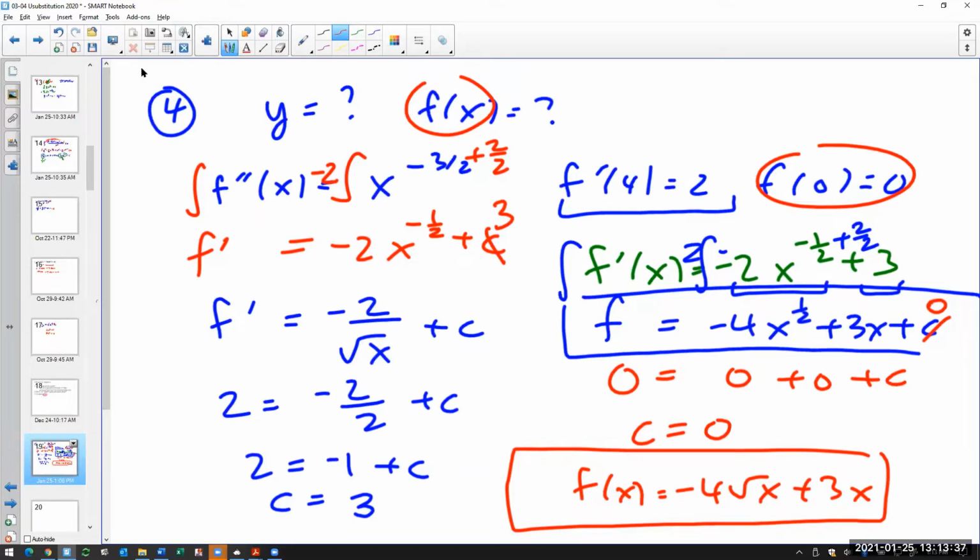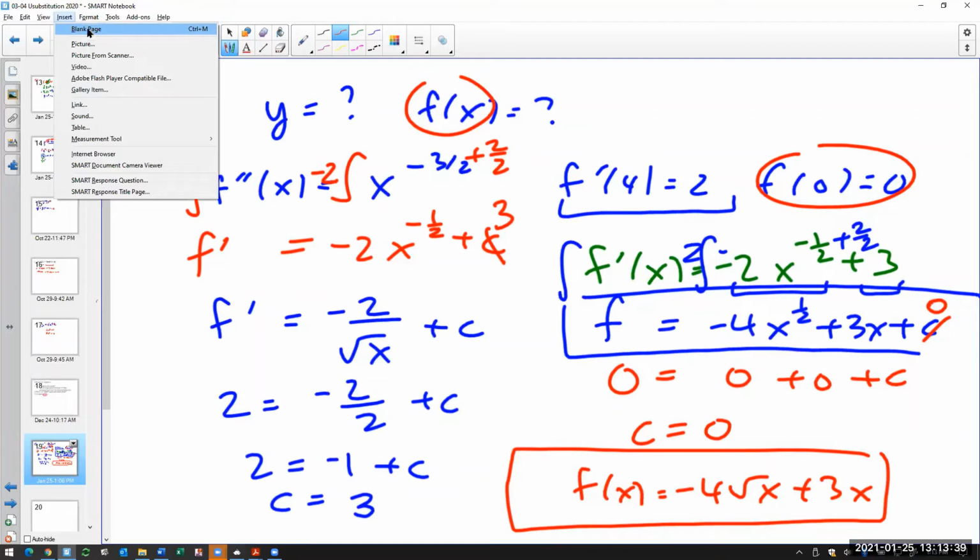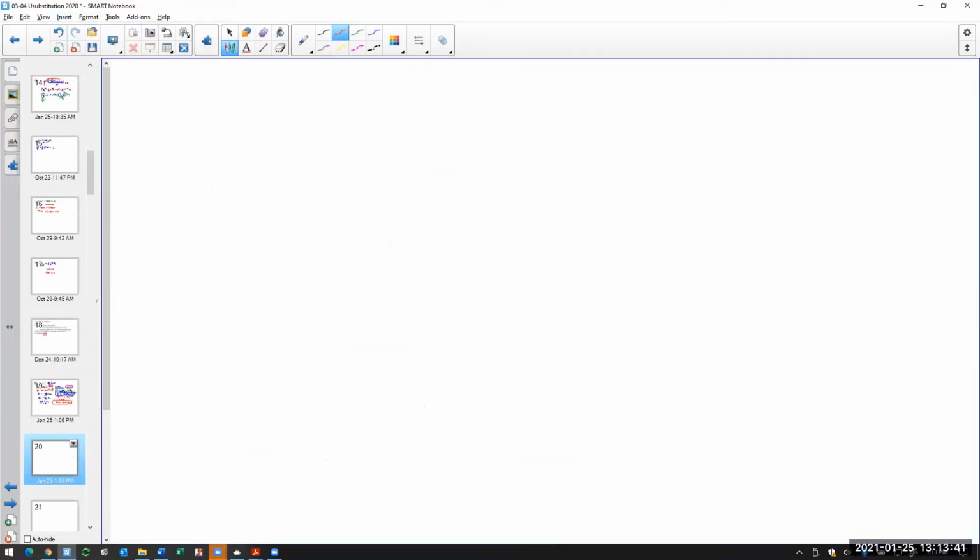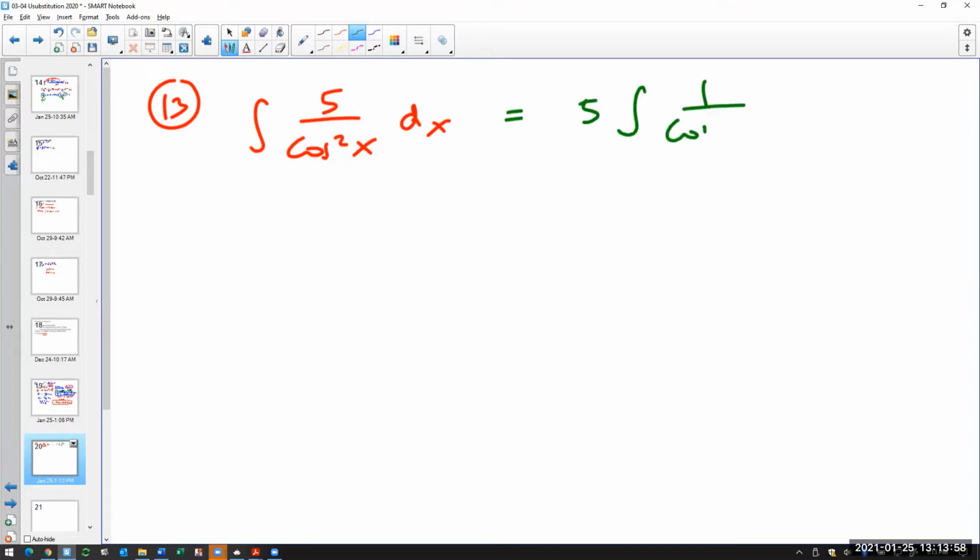Number 13, okay. Let's look at 13. We're looking at 13 on the homework. So this is the integral of 5 cosine squared x dx. Are you guys good that 5 is a scalar? Okay, so let's pull it out. So 5 times the integral of 1 over cosine squared x dx. All I need to do is figure out this integral right here.